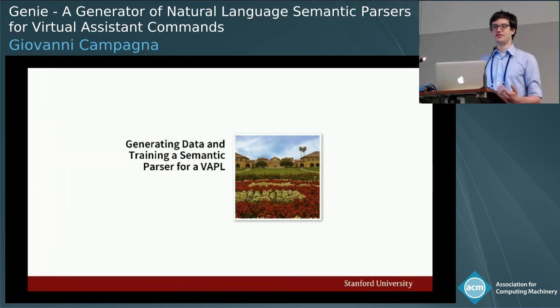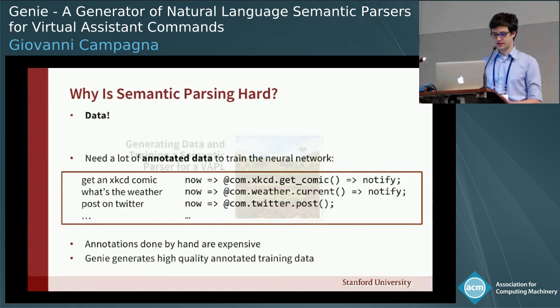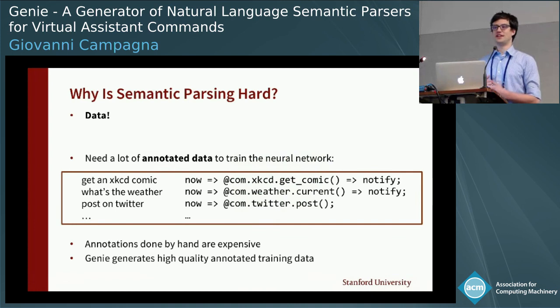So now that we have defined a virtual assistant programming language, how do we go and build a semantic parser? What is hard about semantic parsing? In a way, and a lot like all machine learning, it's all about data. In fact, we need a lot of annotated data to train the neural network. In a semantic parser, annotated data means pairs of sentences and programs.